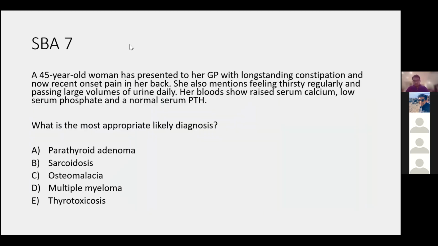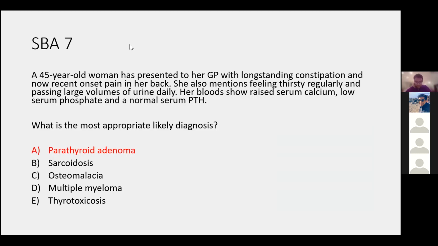So another question: a 45-year-old woman presents to a GP with long-standing constipation and new onset back pain, mentions being thirsty regularly and passing large volumes of urine. Her bloods show raised serum calcium, low serum phosphate, and a normal PTH. The most likely diagnosis in this case is a parathyroid adenoma.